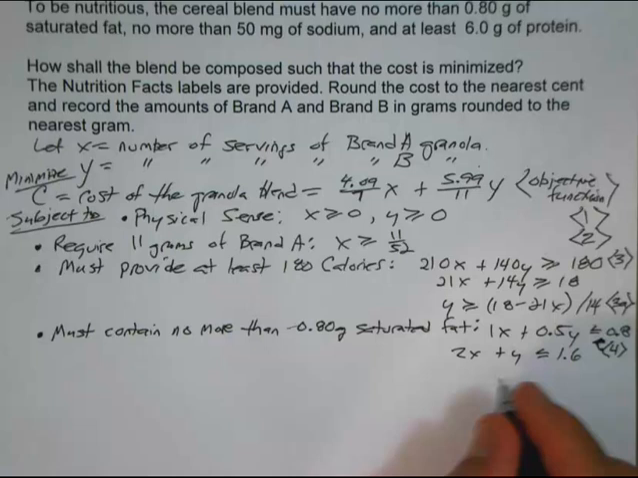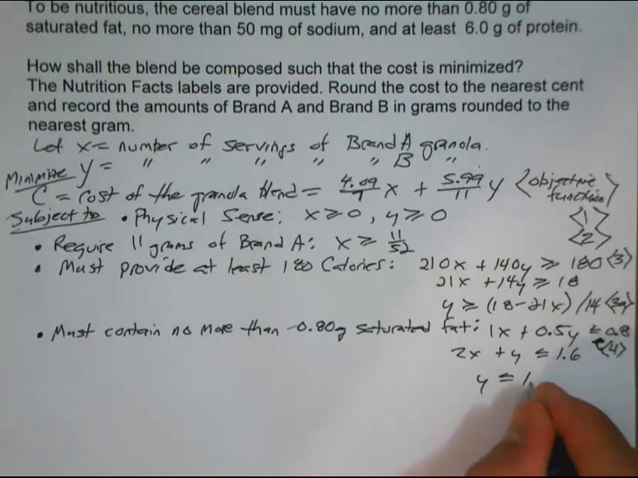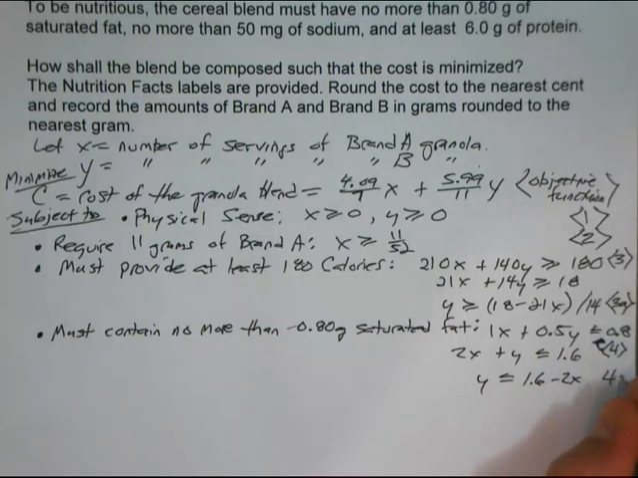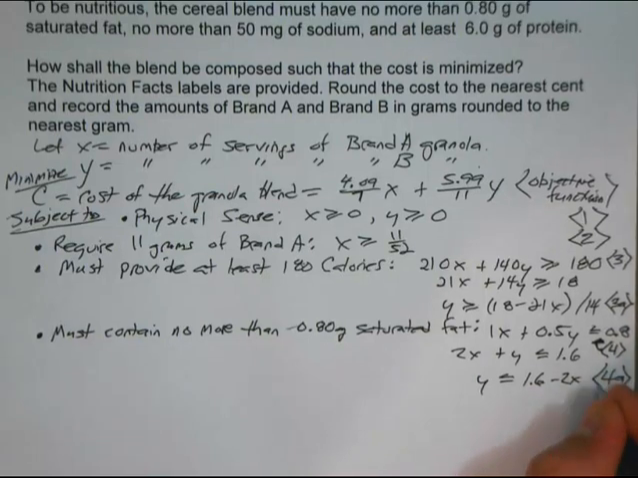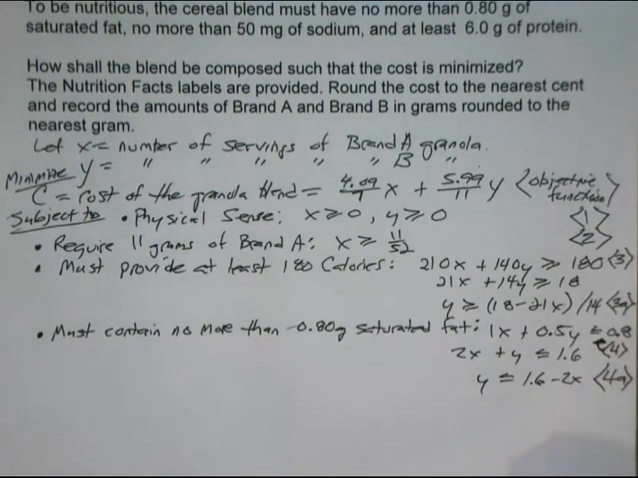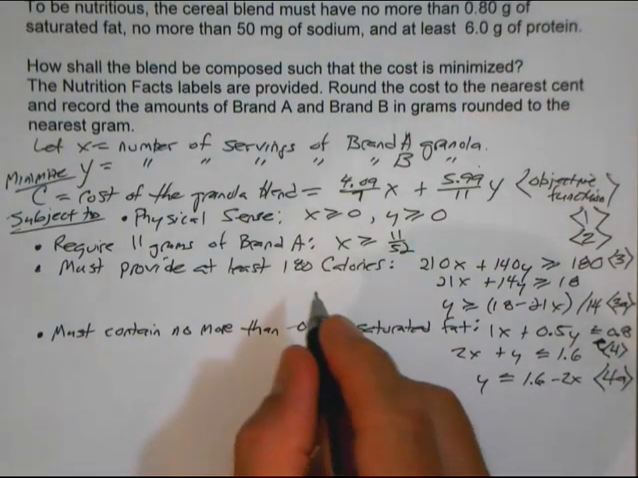And let's solve for y, because that's going to be needed for the future TI-Nspire. And easy, just subtract 2x from both sides. y less than or equal to 1.6 minus 2x. And this can be our 4a.